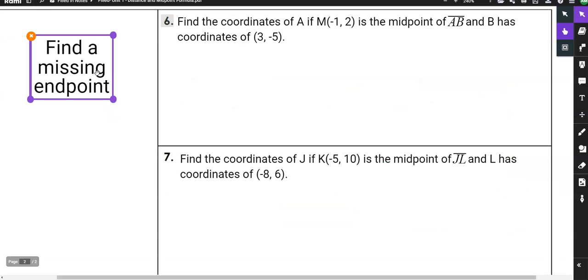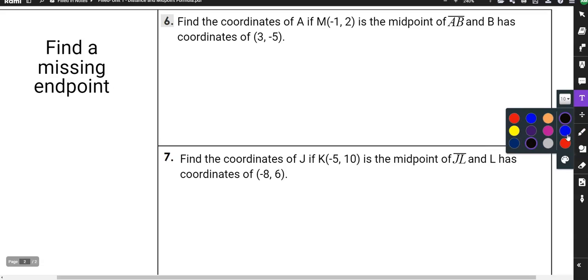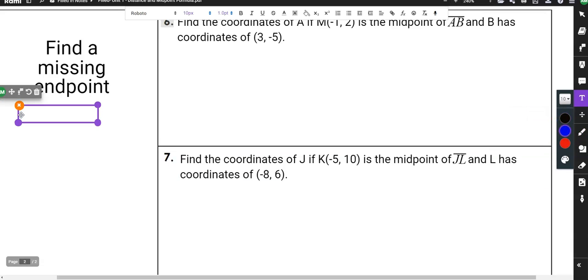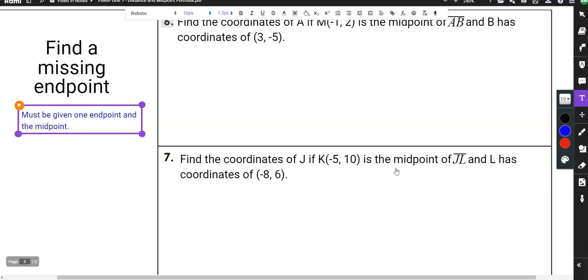Now we're going to use the midpoint formula to go backwards and find a missing endpoint when we are given a midpoint and one endpoint. So make sure you put right here, must be given one endpoint and the midpoint. That is a minimum of information.